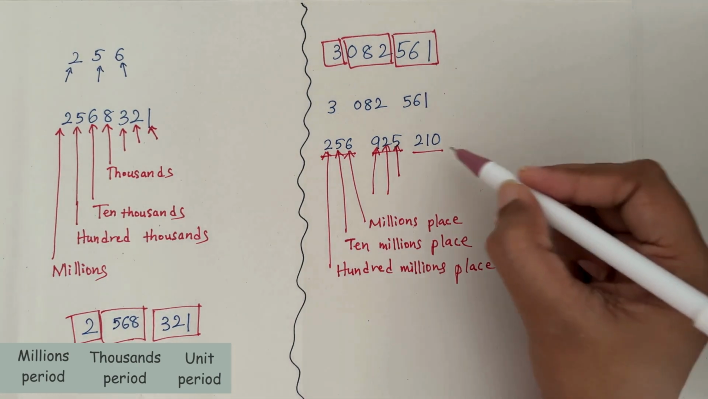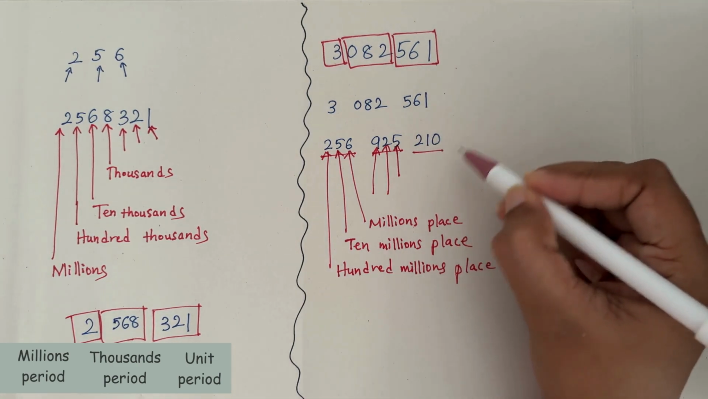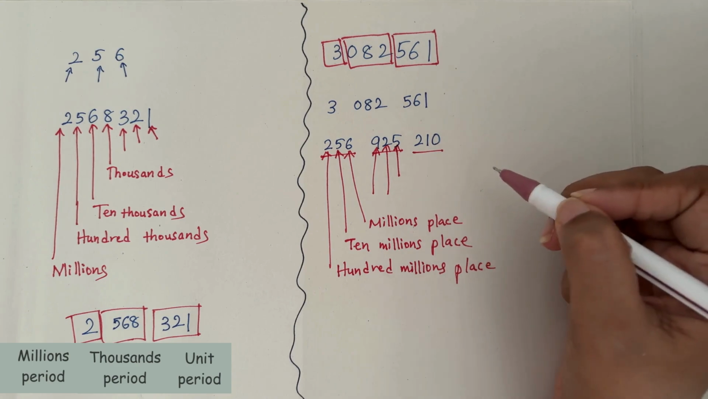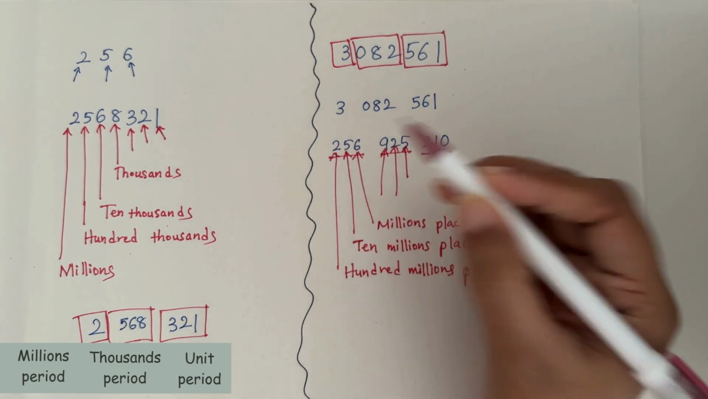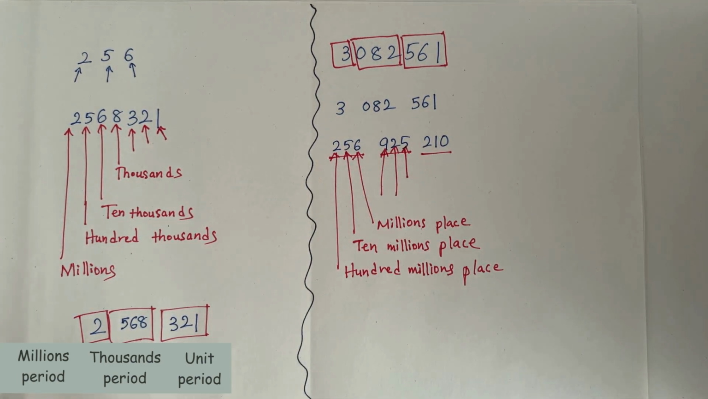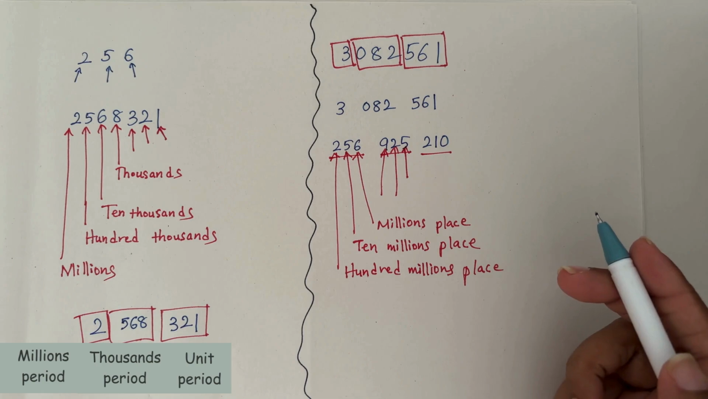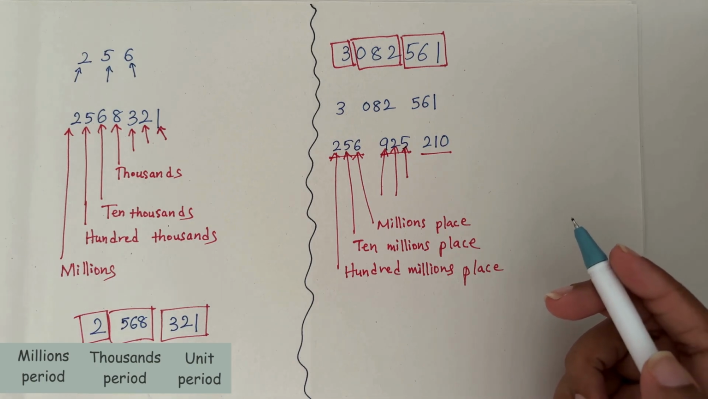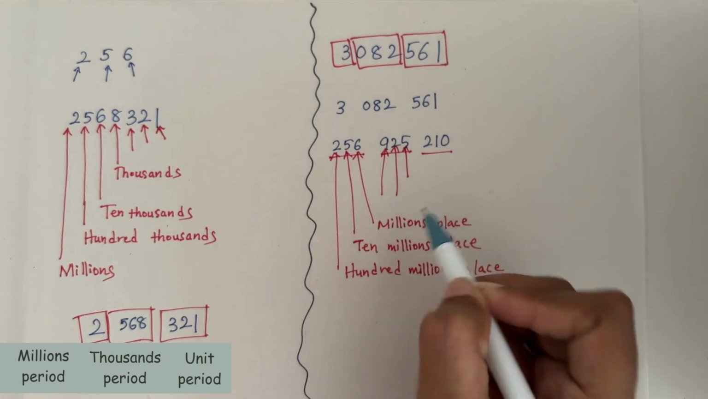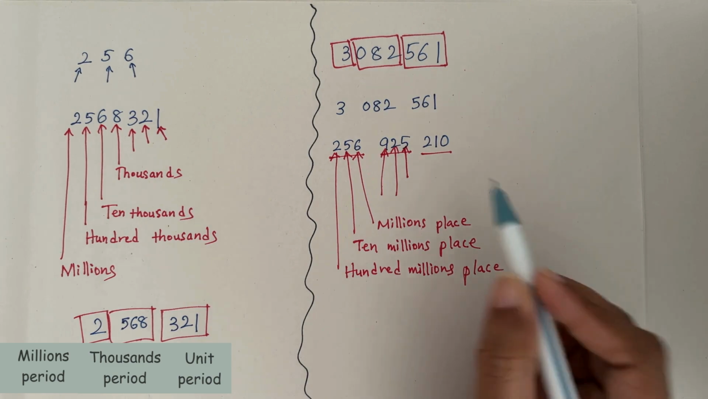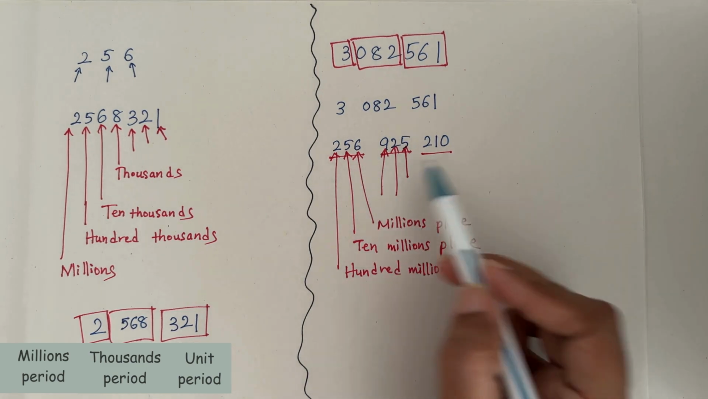Okay, so the period of this one is unit period, this one thousands period, and this one millions period, as you can see here. Okay, so now I think you can understand how these numbers play a marvel. Even a very huge number, we can write in a very small place. So this one is a very big number, 100 millions. So we have hundreds of millions.